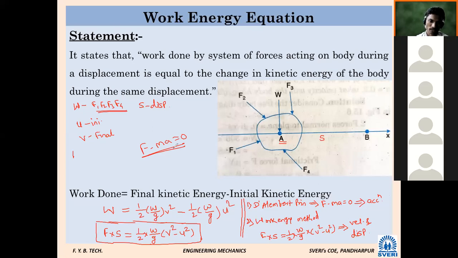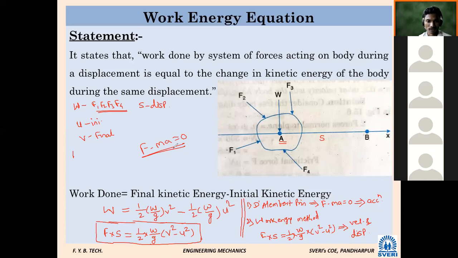So this is the work energy method, or work energy equation. Work done by the system of forces is equal to change in kinetic energy. Work done is force into displacement, and change in kinetic energy is final kinetic energy minus initial kinetic energy. So the equation becomes force into displacement is equal to 1/2 W upon g into v square minus u square, which is used to find velocity and displacement.